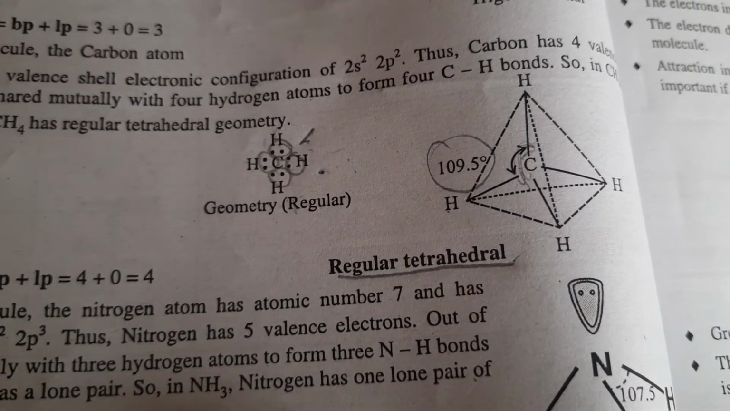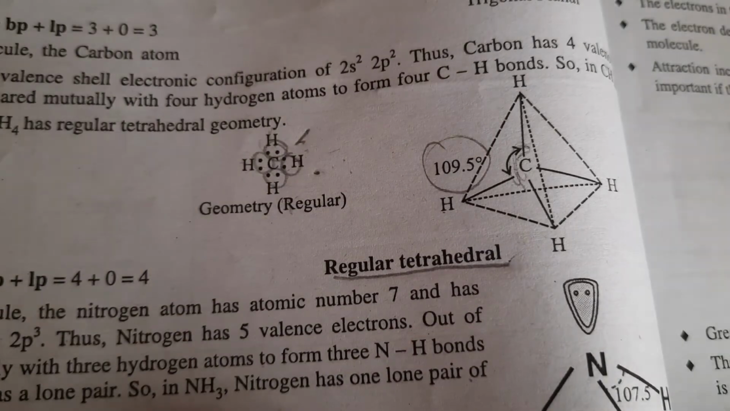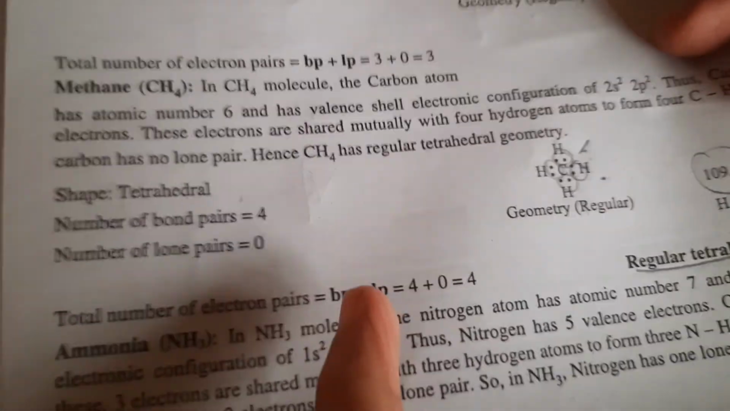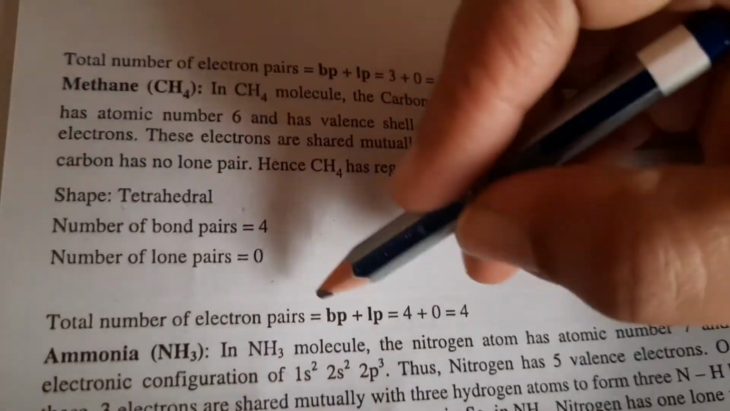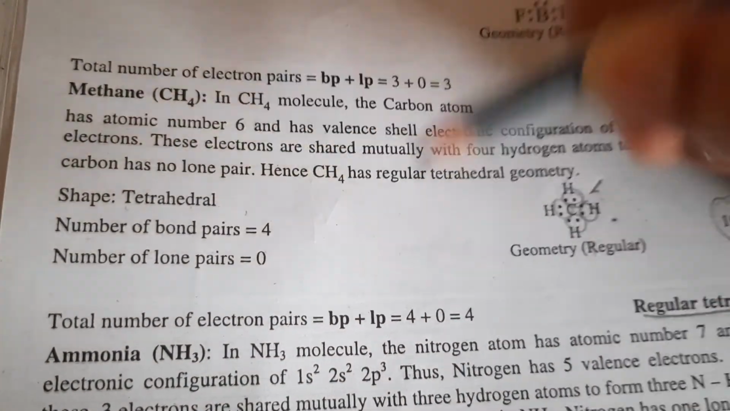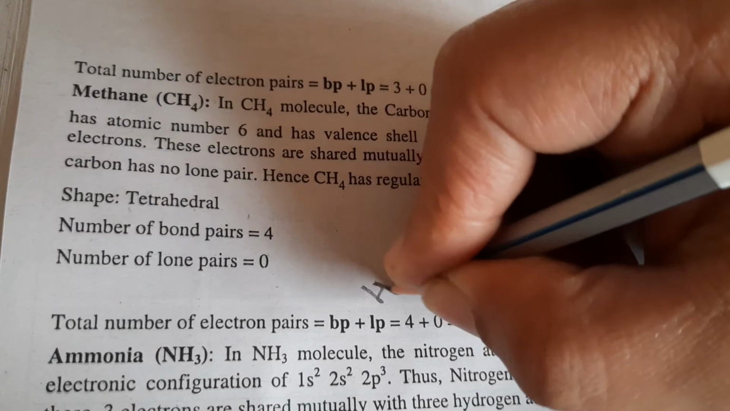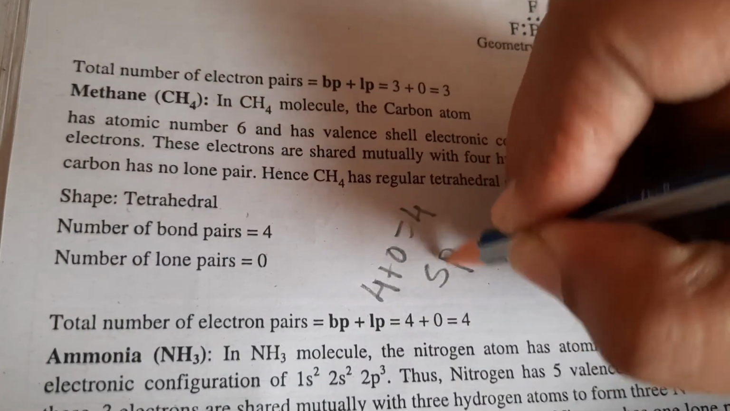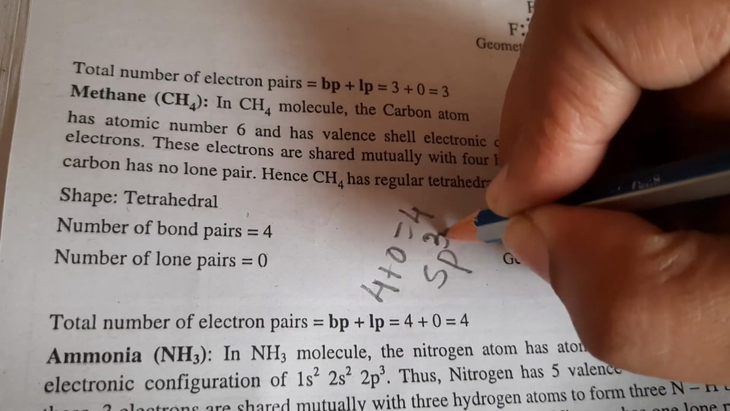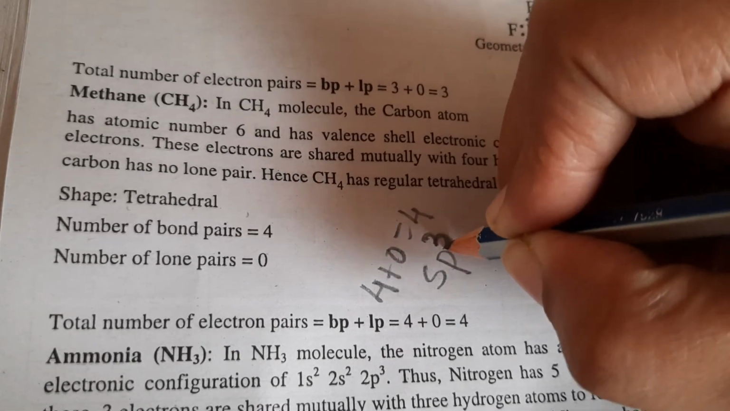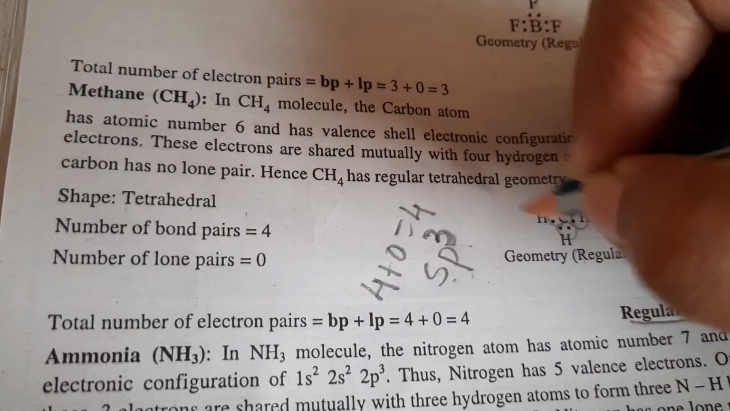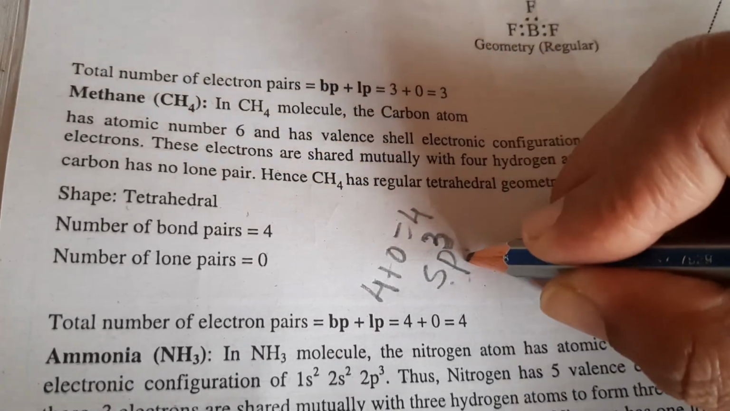This we have discussed in the chapter on hydrocarbons also. So if you consider the total number of electron pairs, bond pair is 4, lone pair is 0, and the total is 4. So it is sp3 hybridization, 3p and 1s. So p character will be more in the case of the methane molecule.